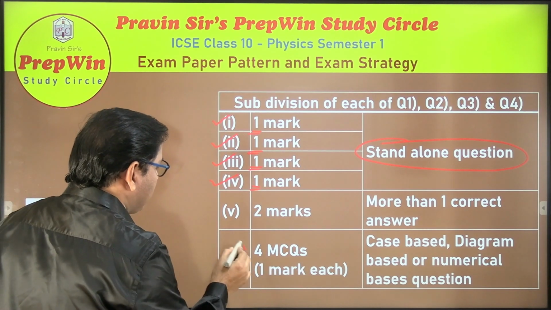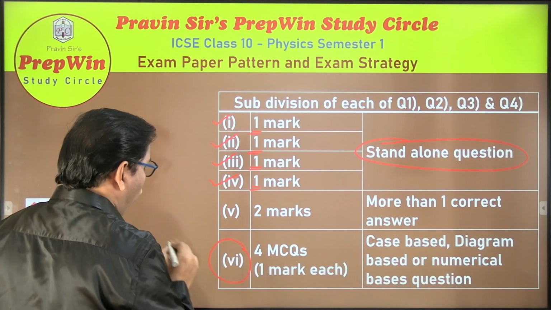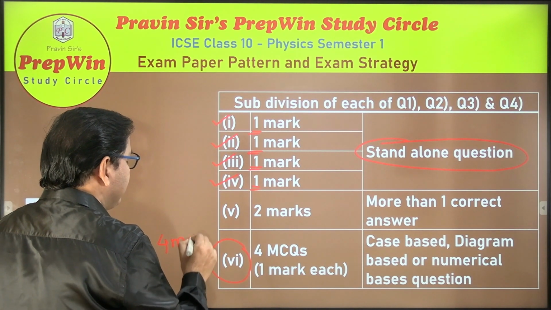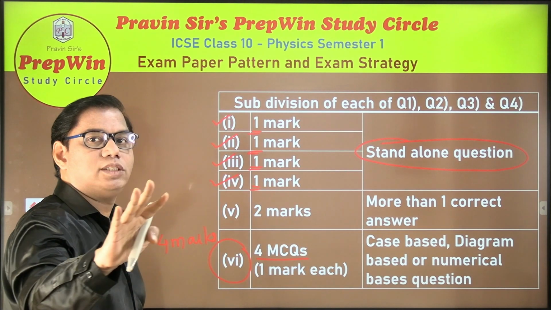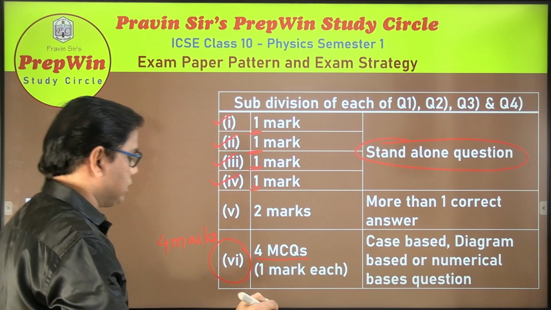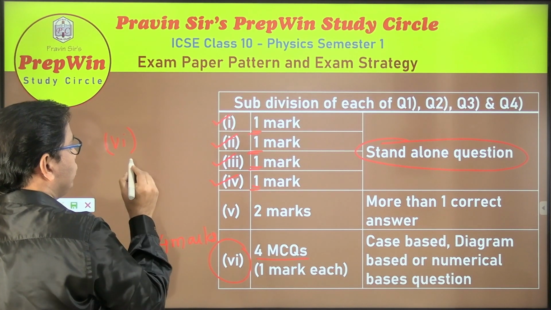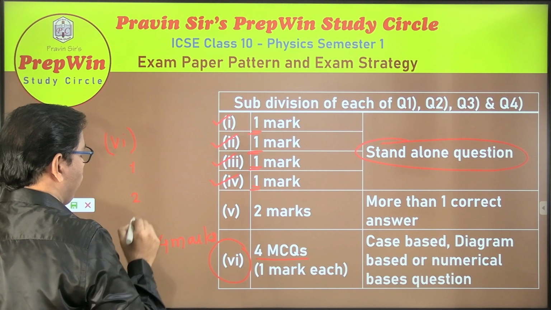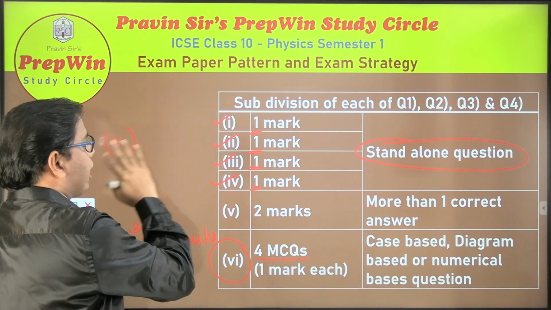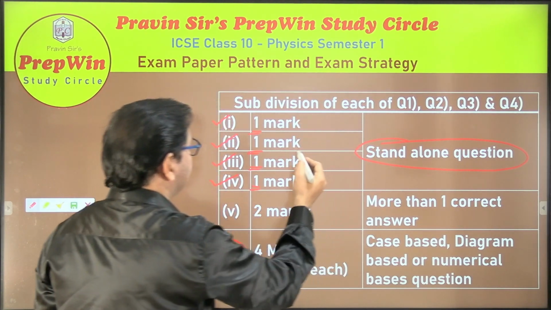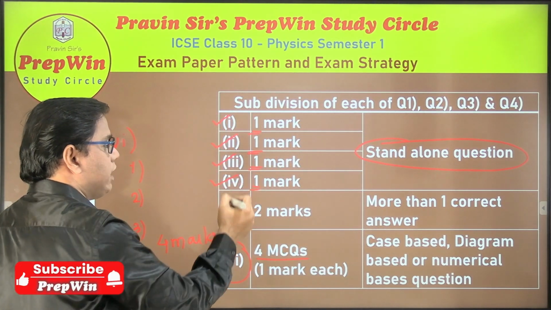But if you see at question number 6, it is a 4 marks question. But it is not one question for 4 marks. You will be getting 4 MCQs, 1 mark each. Suppose in question number 6 you have 4 questions, question number 1, 2, 3 and 4. So these questions are not stand-alone questions.